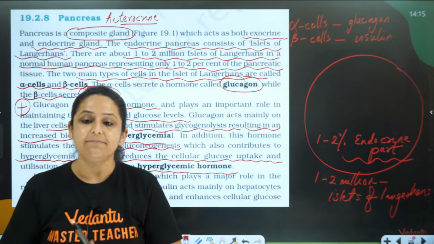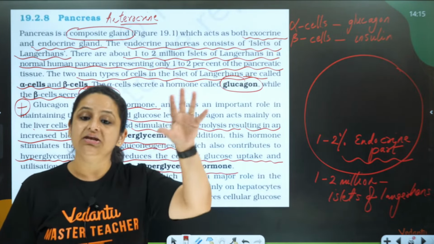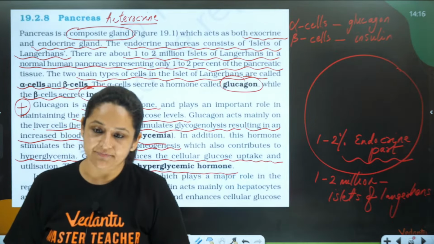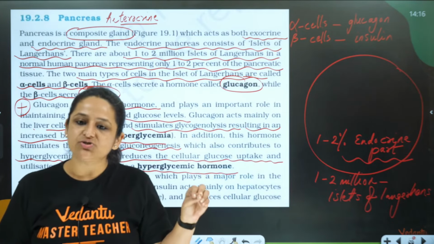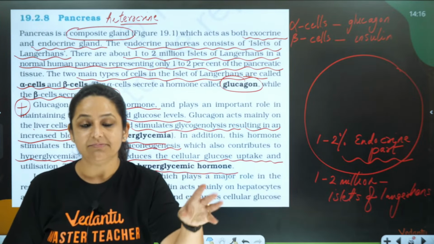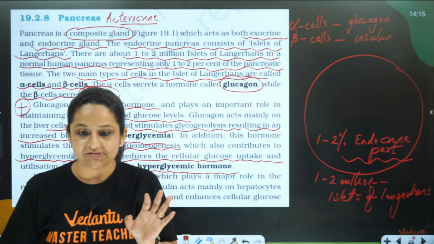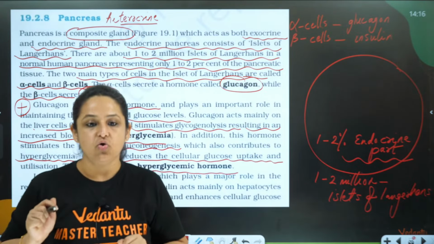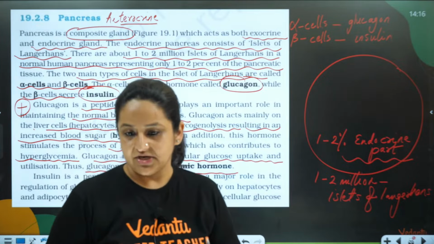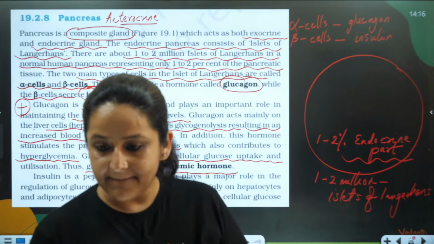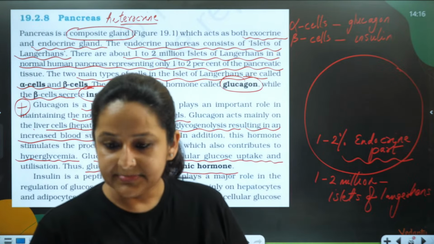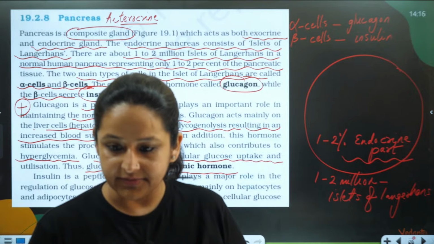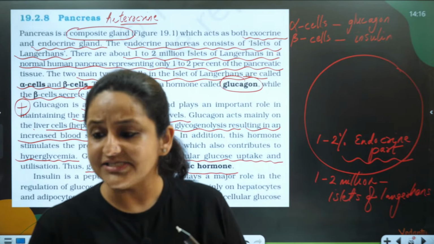Gluconeogenesis is a process by which, from any non-carbohydrate source, we are able to produce glucose. It can be a fatty acid, some lipid, or some proteinaceous substance. When you are able to produce glucose from there, that is called gluconeogenesis. Clear? Yes. All right. Lovely. Now let's move ahead.